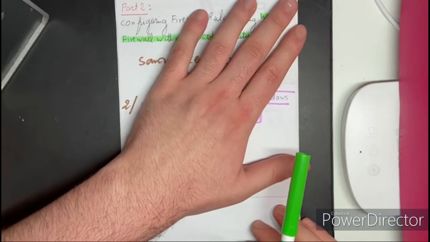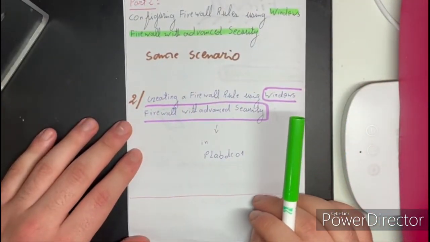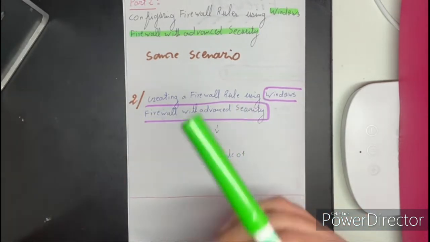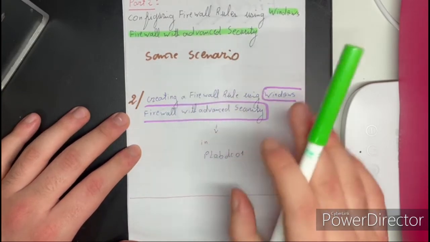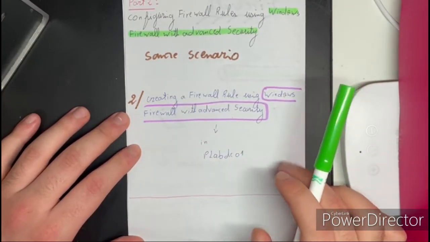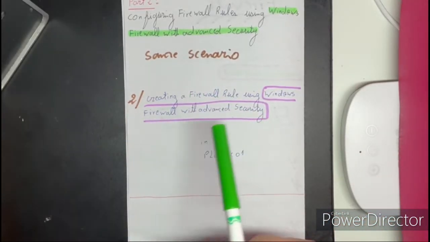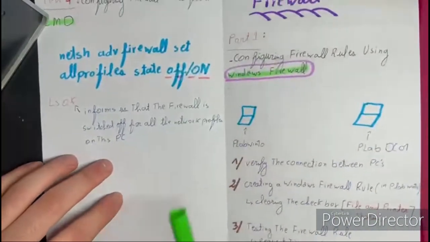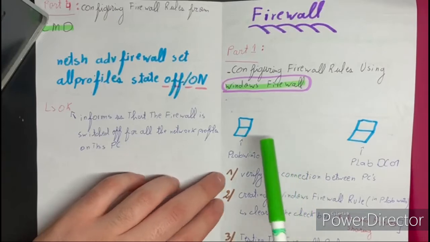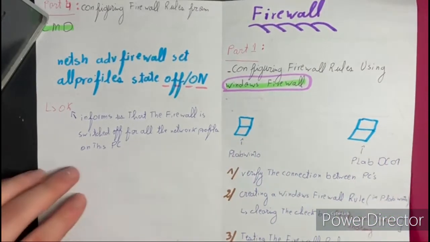With regards to the second part, it's going to be quite similar. It will be only slightly different in terms of the technique or approach to install the firewall rule, but the scenario remains the same. In the second part, we're going to implement the firewall rule using the same method but with advanced security. In this case, instead of implementing the firewall in plug Win10, we'll be using it in plug DC01.